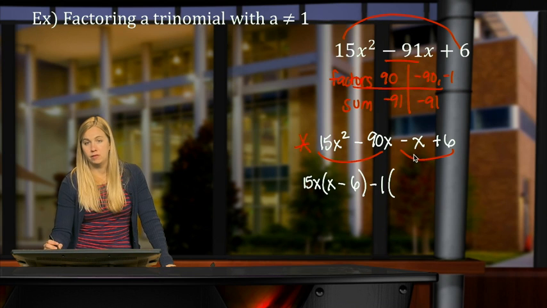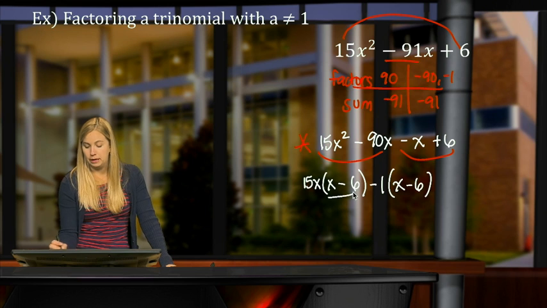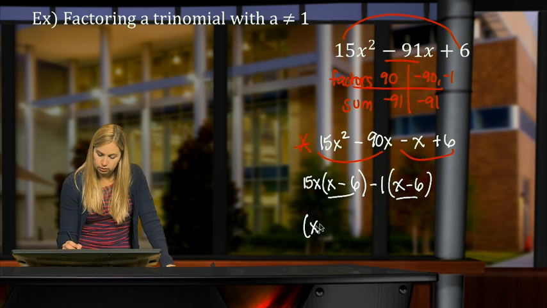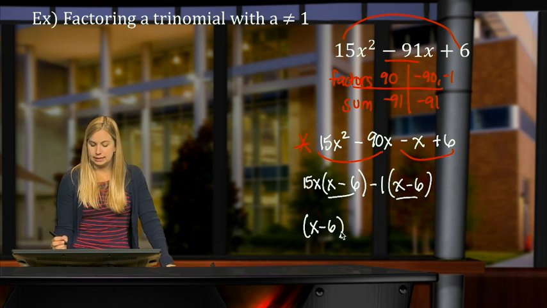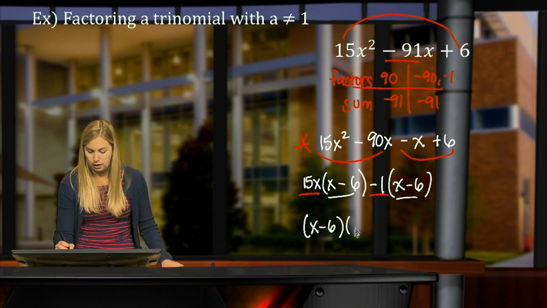So if I divide both of these terms by negative 1, I'm left with x minus 6, which is good because now my two parentheses match. So my first factor is x minus 6. My second factor comes from the 15x minus 1.